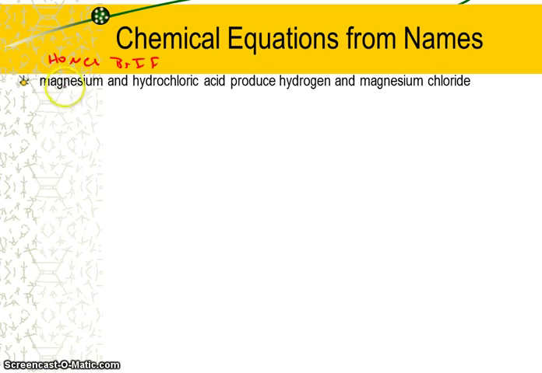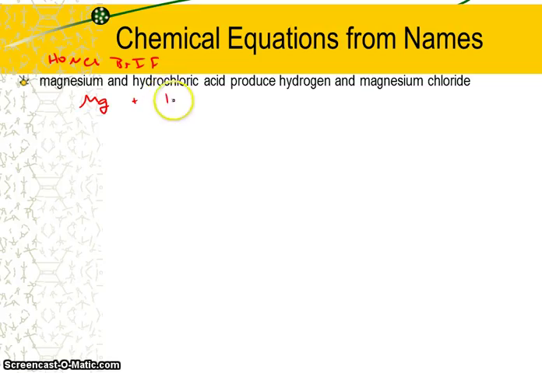Okay, so we're going to react magnesium with hydrochloric acid, and we're going to produce hydrogen and magnesium chloride. So magnesium is Mg. When we look up here, it's not diatomic, so we can write it as just Mg. And we're going to react it with hydrochloric acid.